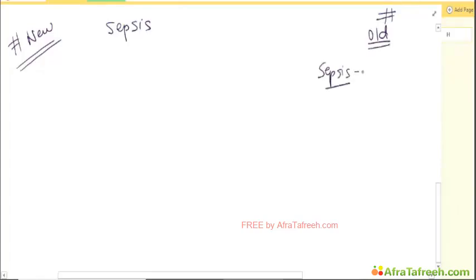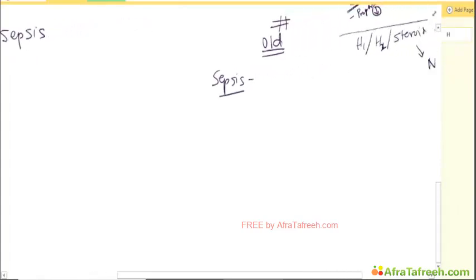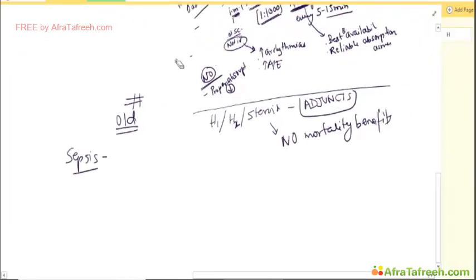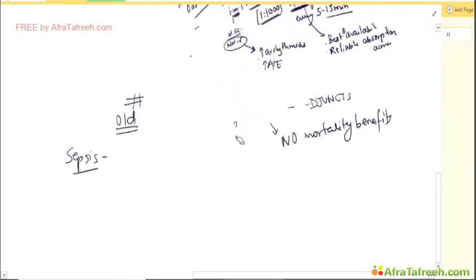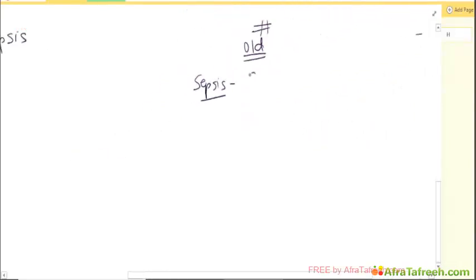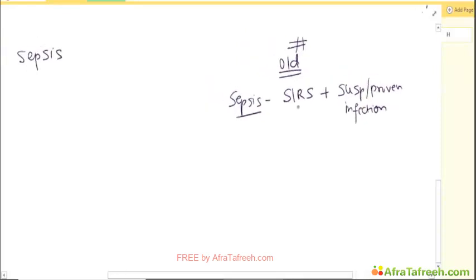So the definition itself has changed. I'll talk about the old one here once again. Old. Sepsis was SIRS plus suspected or proven infection. This was diagnosed as sepsis.